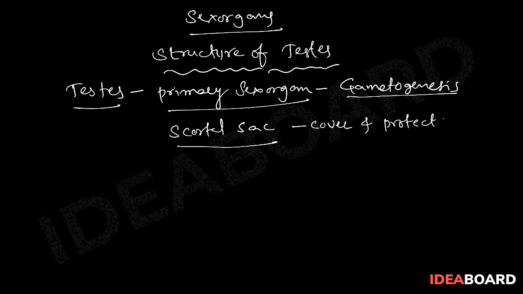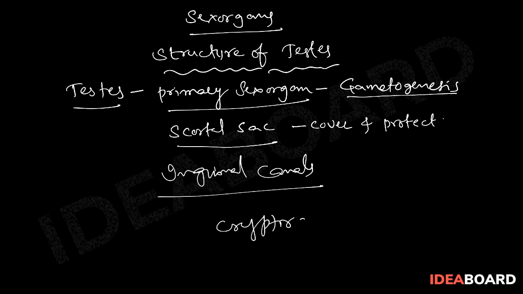The scrotal sac connects to the abdominal cavity through canals. The canals are called inguinal canals. Through the inguinal canals, during embryonic development, around the 7th month, the testis will descend into the scrotum. If, due to any abnormality, the testes are not descended into the scrotum, then the phenomenon is called cryptorchidism.